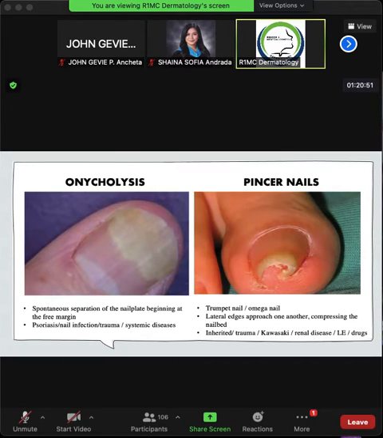So for your pincer nails, we also call this your trumpet nail or your omega nail. And these are seen in patients with trauma, Kawasaki disease, renal disease, lupus erythematosus, or can be secondary to your drugs, especially your adrenergic blockers, etc.